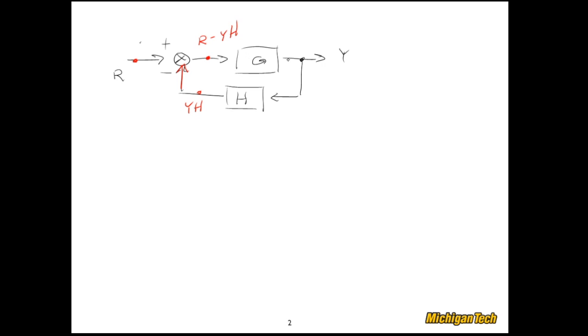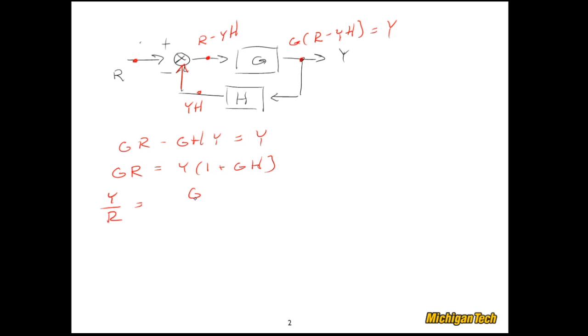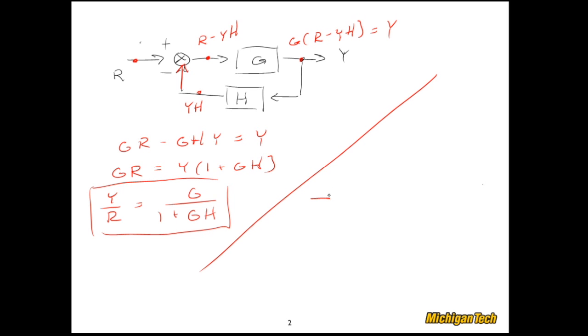That whole thing passes through the block G to this point, then I would have G times the quantity R minus YH. And of course that is identically equal to Y because I'm sitting there at the output. So if I multiply that all out, I get GR minus GHY equals Y. And I can now solve for the closed loop transfer function. I can throw that negative GHY to the other side and solve for Y over R. And I get G over 1 plus GH. That is probably the most famous closed loop transfer function you will ever encounter. Now in general, what we can do is rewrite this block diagram above like so.